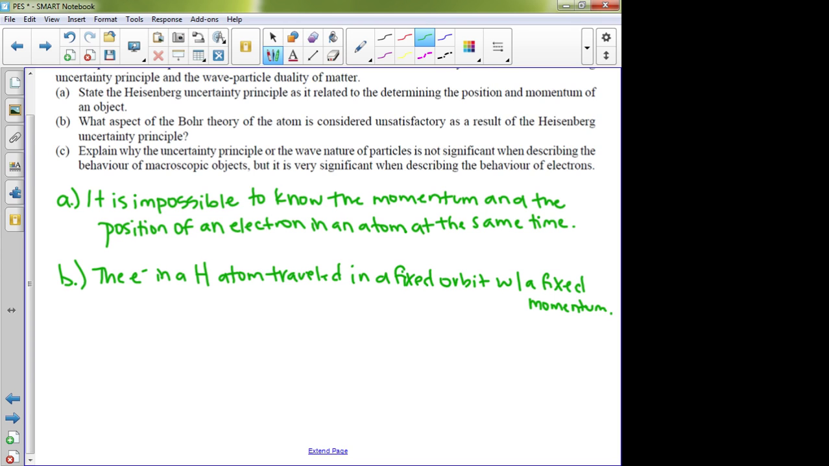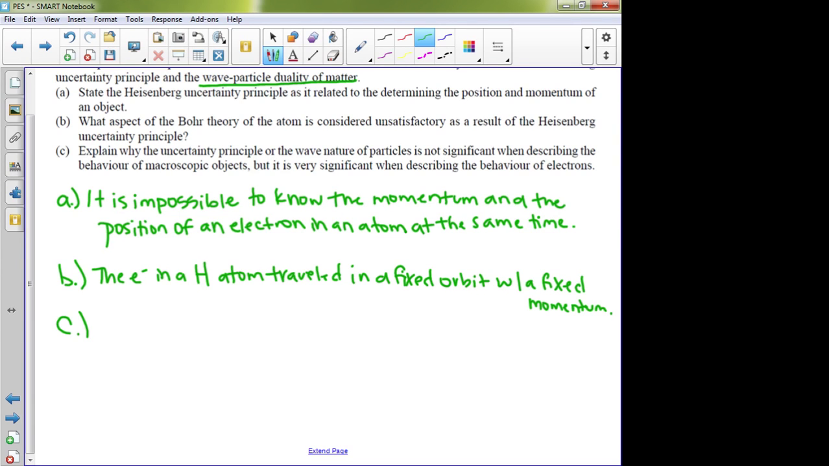All right. So, C says explain why the uncertainty principle or the wave nature of particles is not significant when describing the behavior of macroscopic objects, but it is very significant when describing the behavior of electrons. We did this equation in class. Remember we talked about the wave-particle duality of matter. All matter behaves as a wave and a particle.